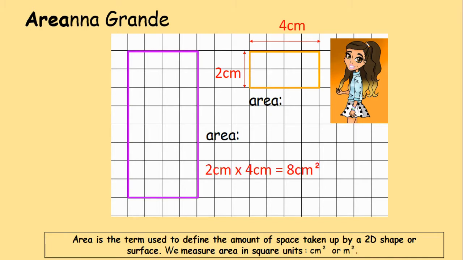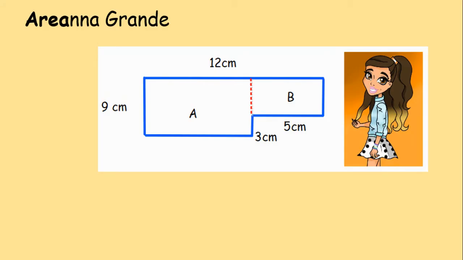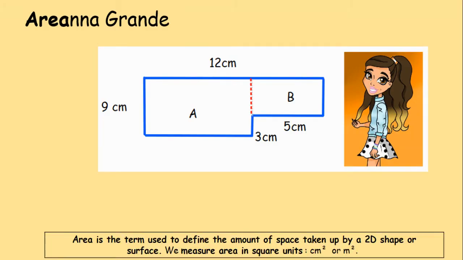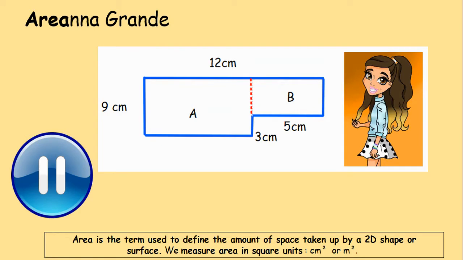For our second shape, I'm going to multiply the two together. 2 centimeters multiplied by 4 centimeters gives me 8 centimeters squared. It is really important that you remember to write your square units. We're moving on to something a little bit more complicated now. I would like you to work out the area of this compound shape. Press pause now to have a go, and then press play once you are ready to continue.